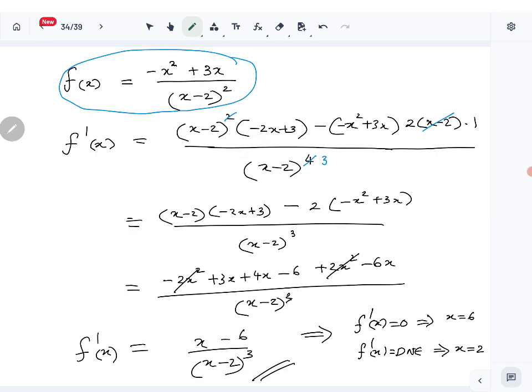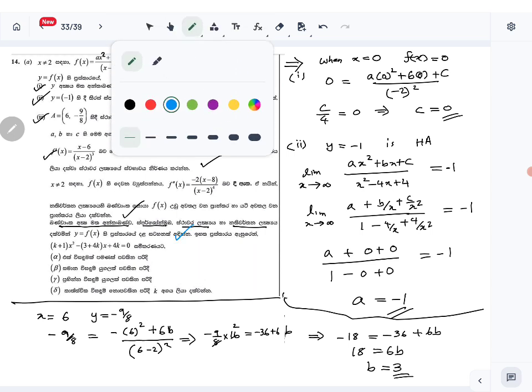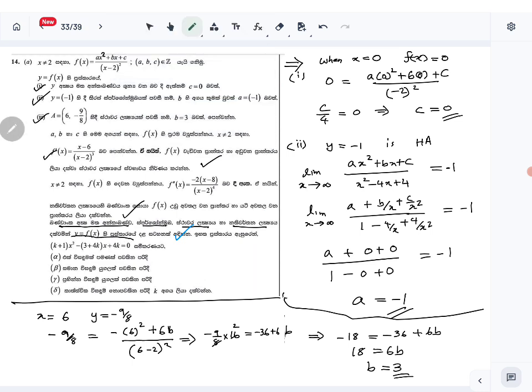Sketching part is done, right? So this is a long question. There's more to it, right? So now using the sketch, we have to find the k values for which this one has one solution like that.